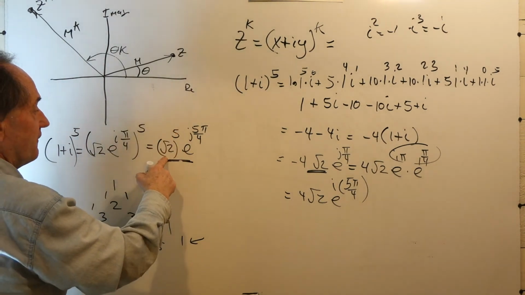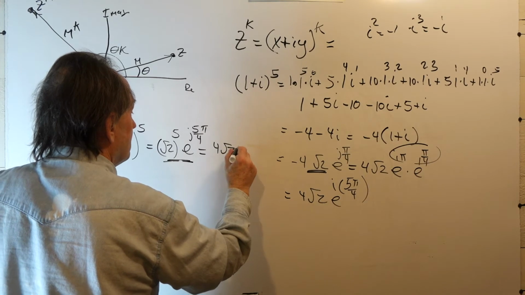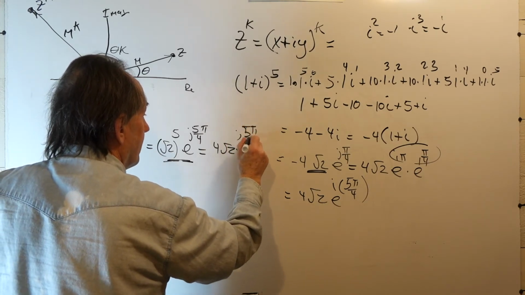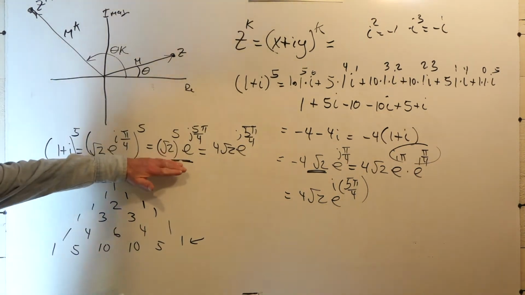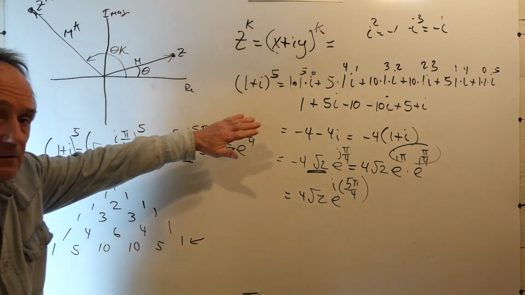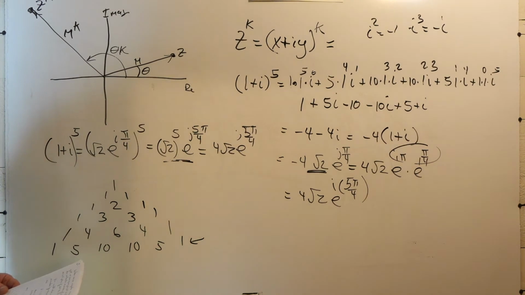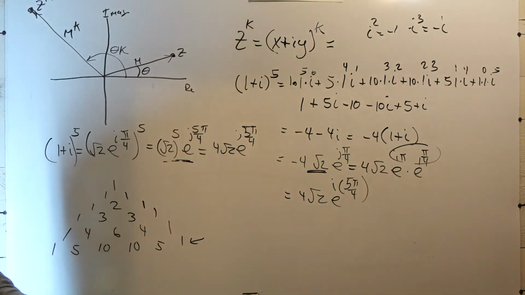Square root of 2 to the fifth is 4 times the square root of 2. So we see that they are the same. But going the route of expressing the base in terms of the polar form is a much more efficient way to generate powers of a complex number.